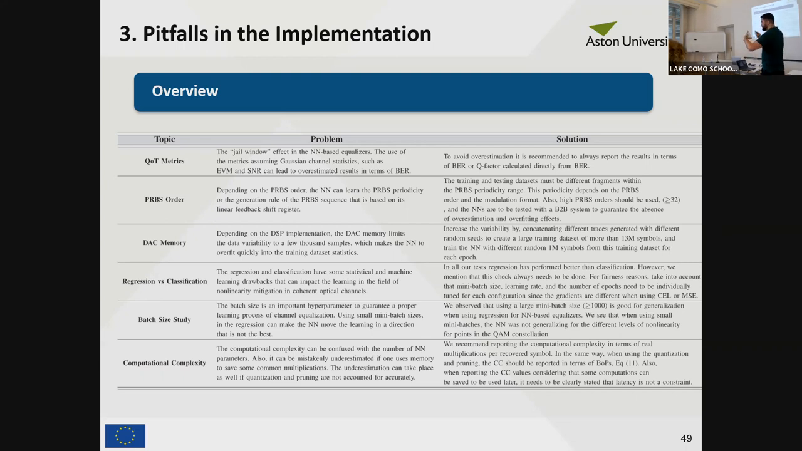And we show how to solve this problem with some methodology of creating data sets for optical communication equalization. We have this regression and classification dilemma that I will talk about today. We have the batch size study, in which the mini batch is well known in the books of machine learning to introduce a little bit of noise. And this helps us to learn and to skip even some local minima.